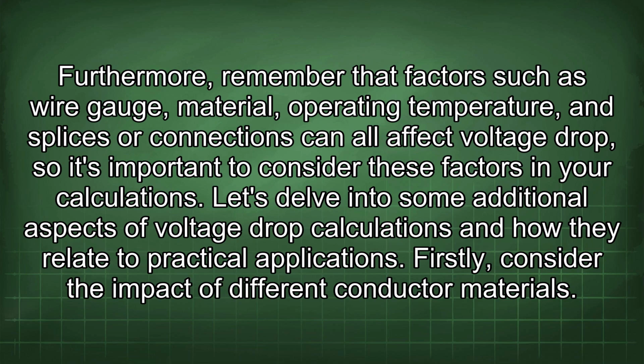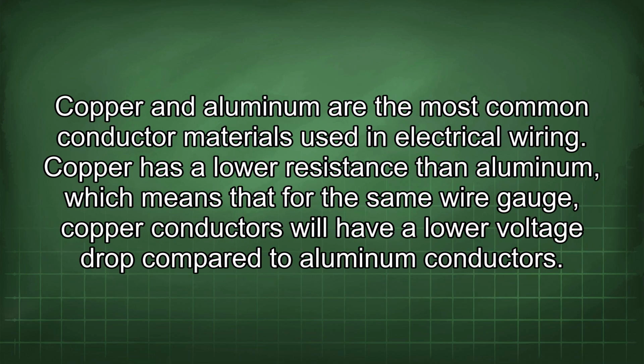Let's delve into some additional aspects of voltage drop calculations and how they relate to practical applications. Firstly, consider the impact of different conductor materials. Copper and aluminum are the most common conductor materials used in electrical wiring. Copper has a lower resistance than aluminum, which means that for the same wire gauge, copper conductors will have a lower voltage drop compared to aluminum conductors.